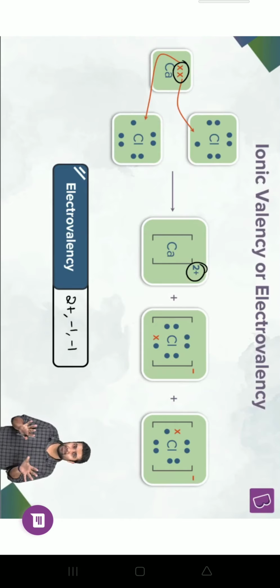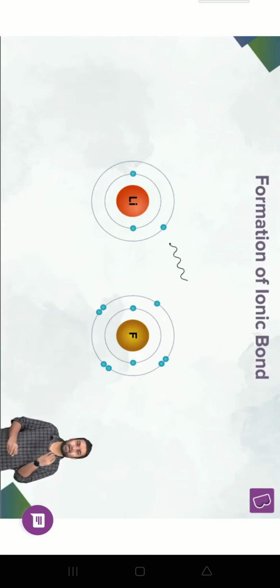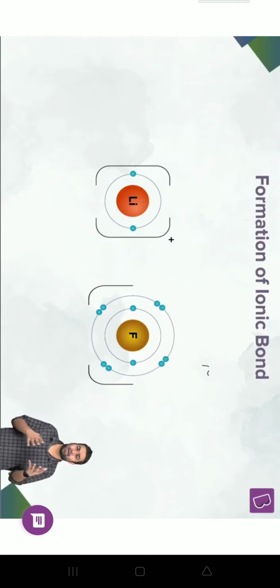Pretty simple stuff till now, right? No issues should be there. Let's move on. So for the formation of an ionic bond, what do you think should be the parameters?